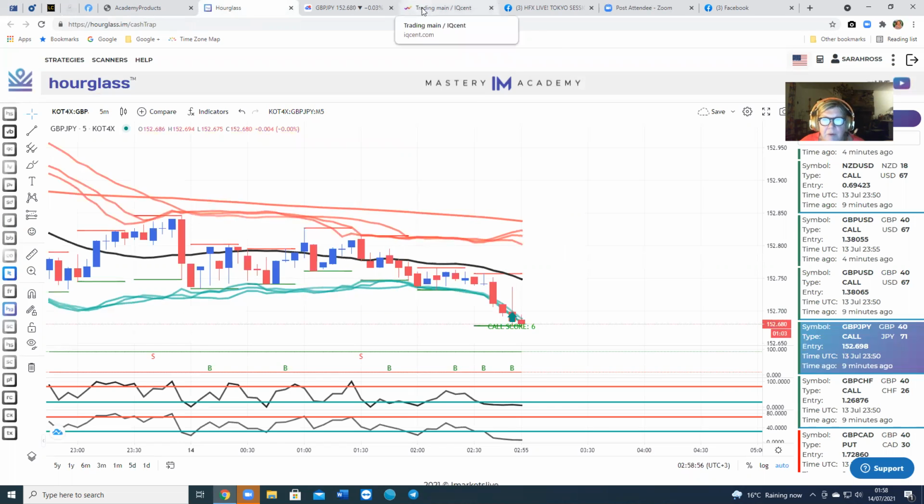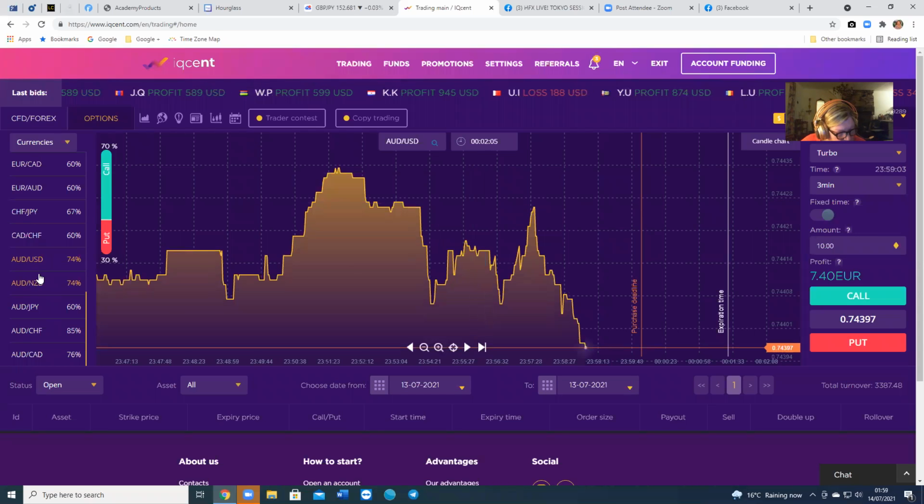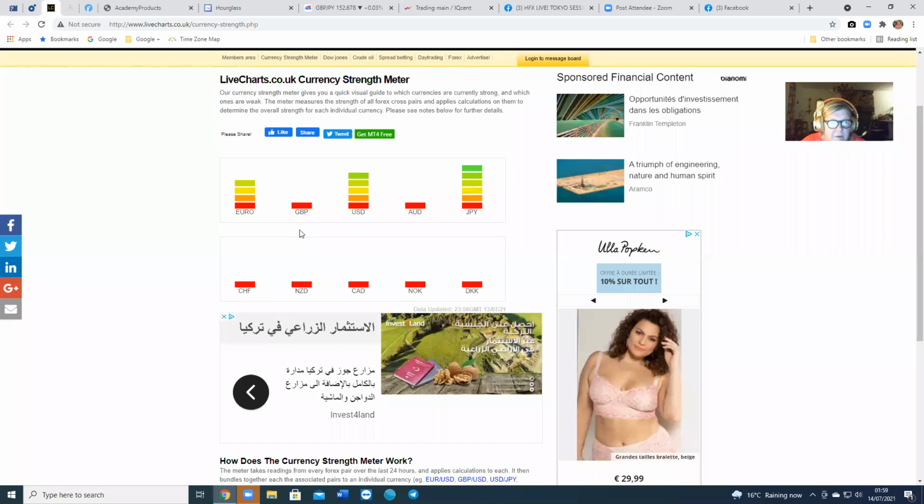Now if I look at the broker and the payouts, I've only got 60% on UJ. The others are in the 70s. So I'm going to look at GJ to start because it's the weakest currency here, along with the Australian dollar. That's paying out at 73%, Australian dollar, US dollar at 74%.